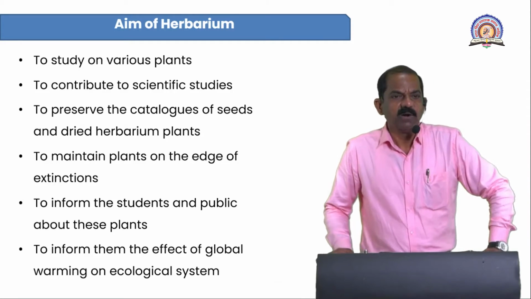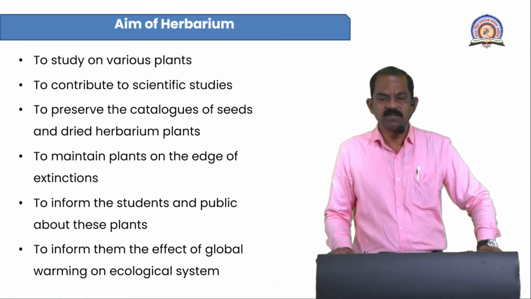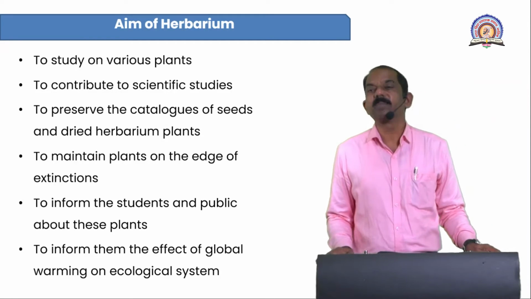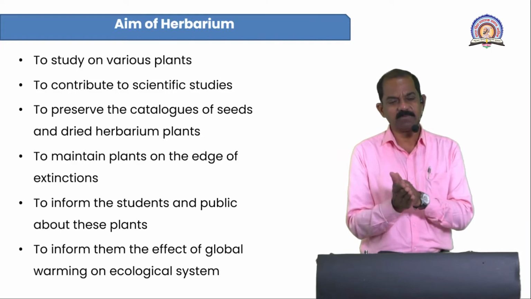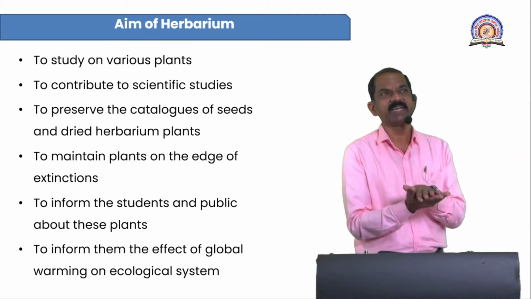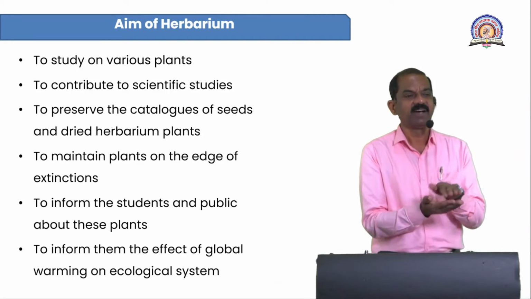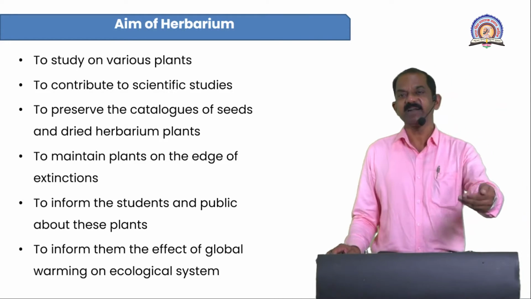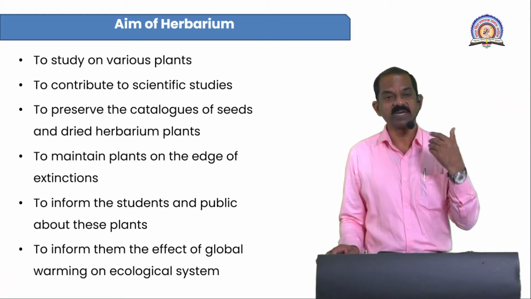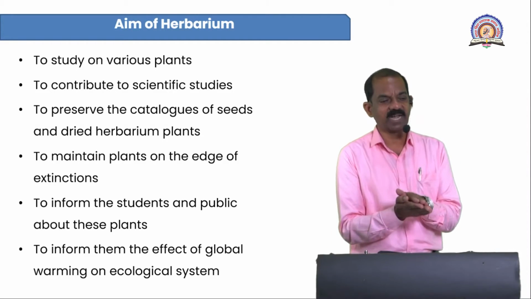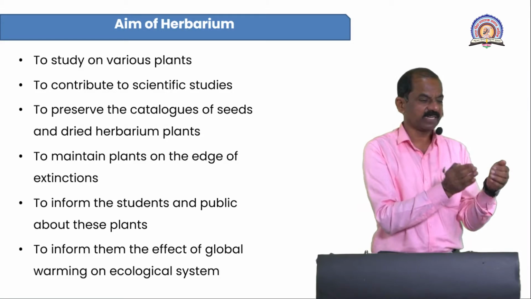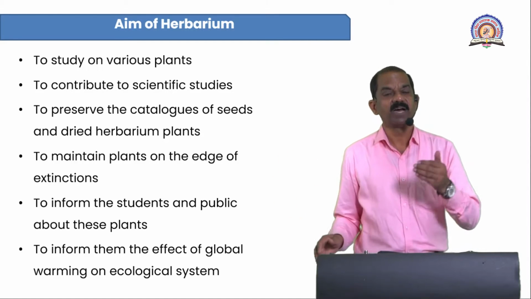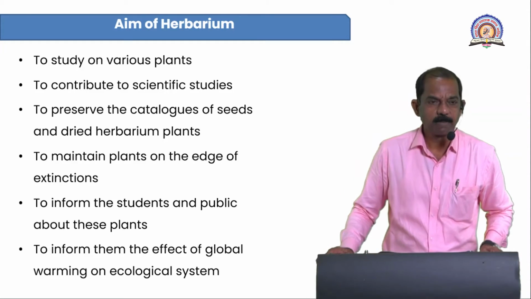It is also to preserve the catalog of seeds and the dried herbarium plants. With the help of that, we make a catalog, an index, a special literature. That is a ready reference for anyone, for the next researcher: in that specific area, what types of plants are present and how those plants are used for different purposes.